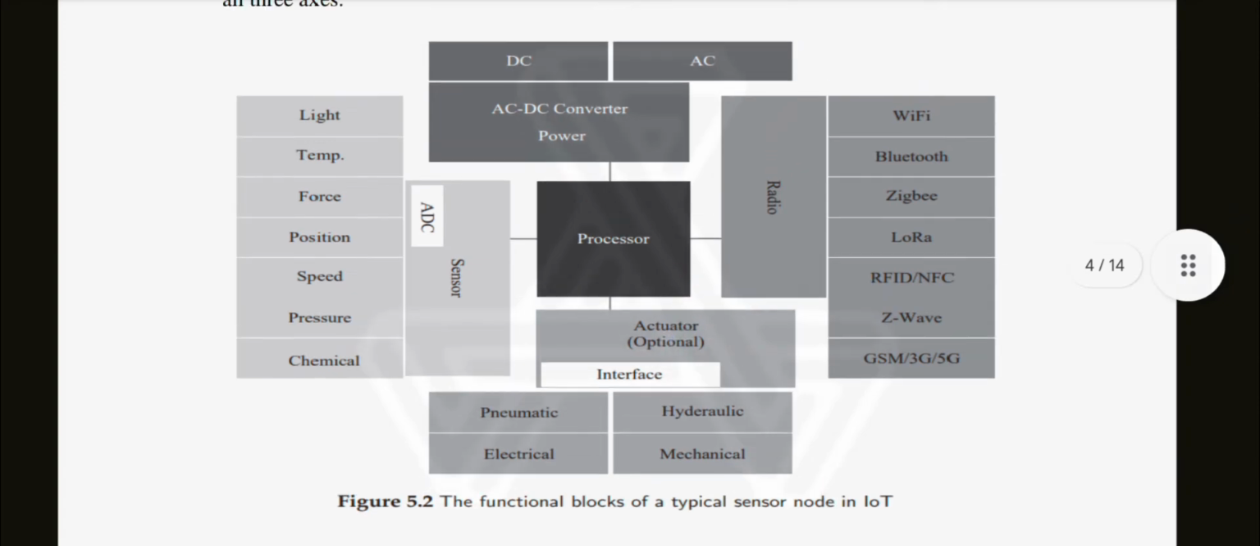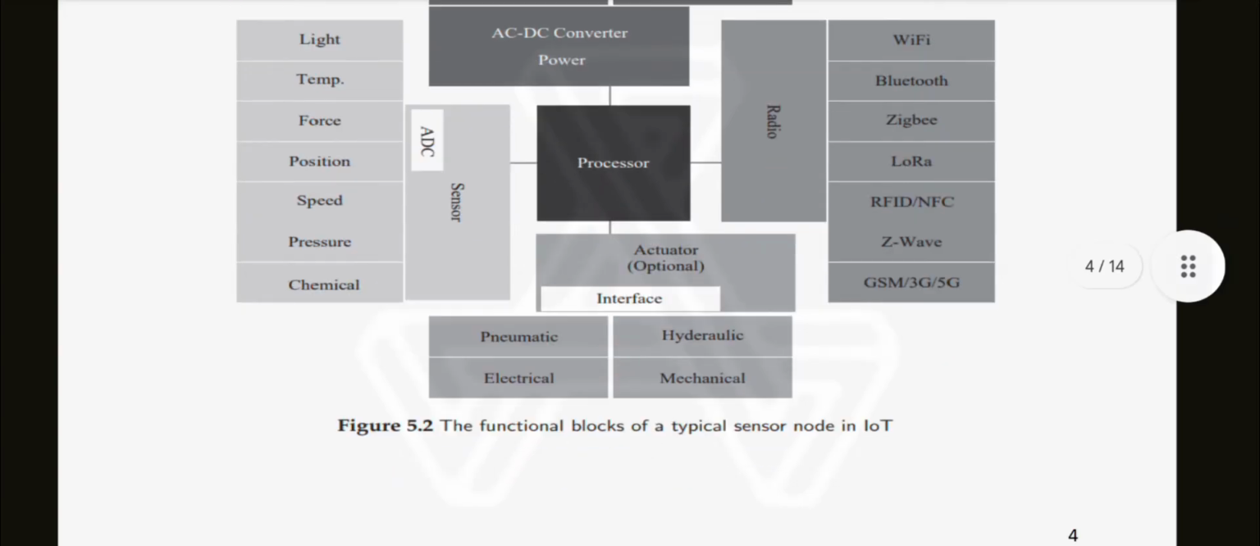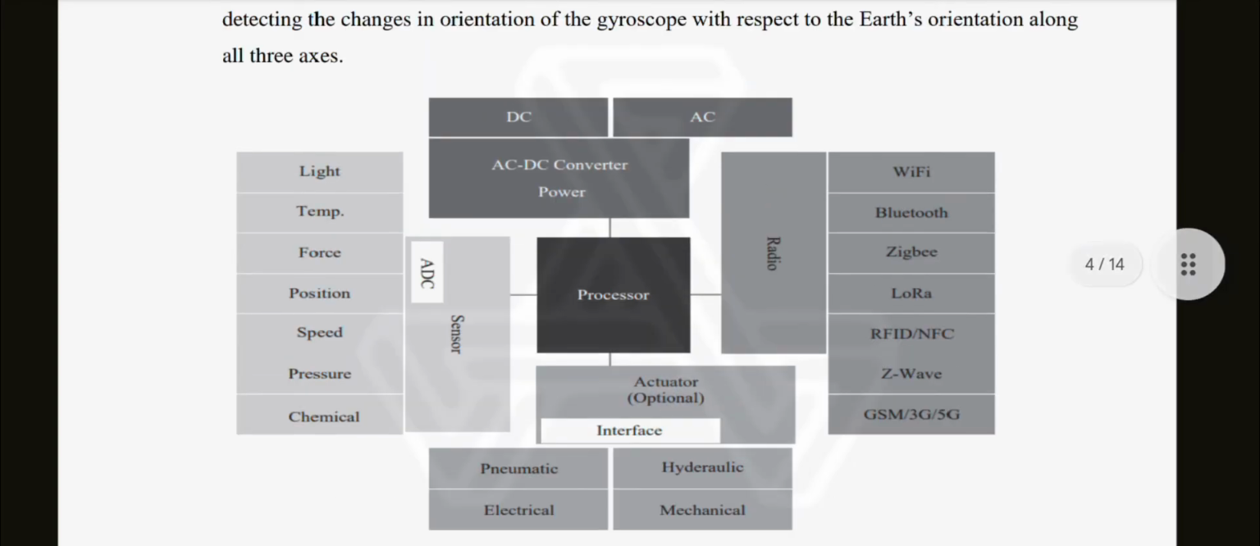Here is a functional block of a typical sensor node in IoT. Processor. Sensor, actuator, radio, AC-DC converter power. The sensor and ADC will be having light, temperature, force, position, speed, pressure, chemical. Actuator optional interface: pneumatic, hydraulic, electrical, mechanical. Radio: Wi-Fi, Bluetooth, Zigbee, LoRa, RFID, NFC, Z-Wave, GSM, 3G, 5G.